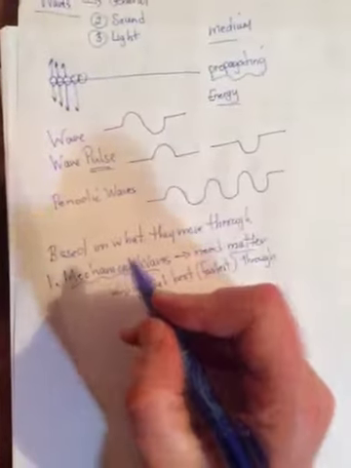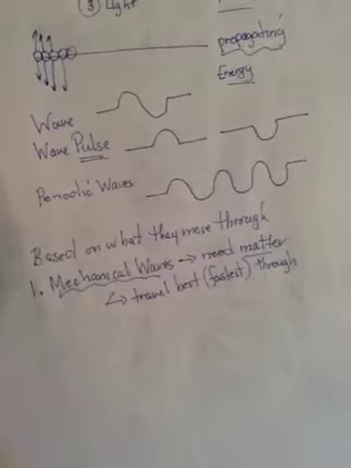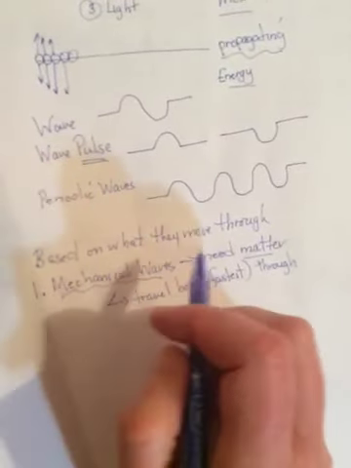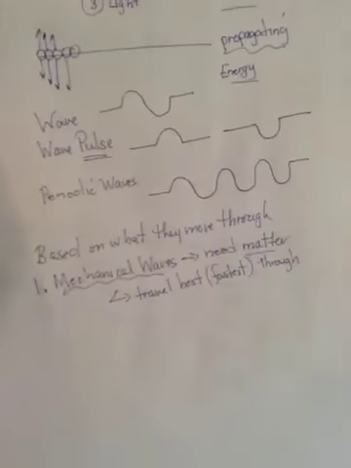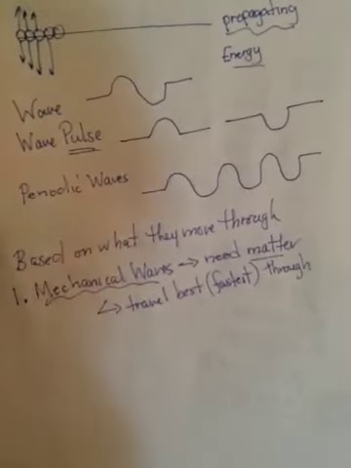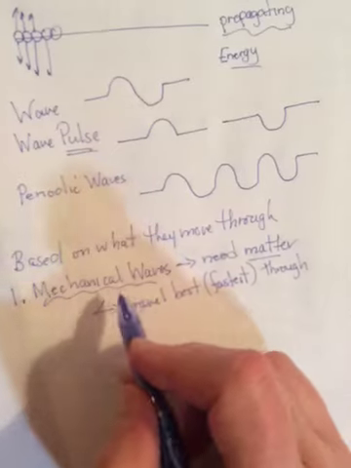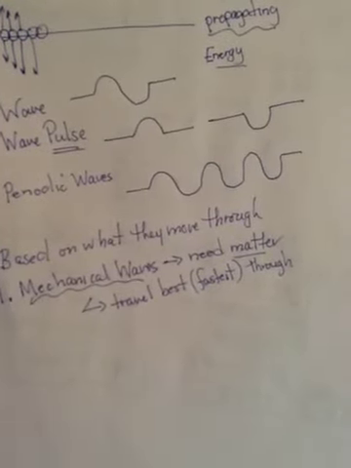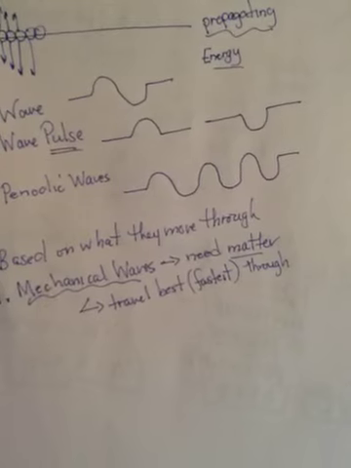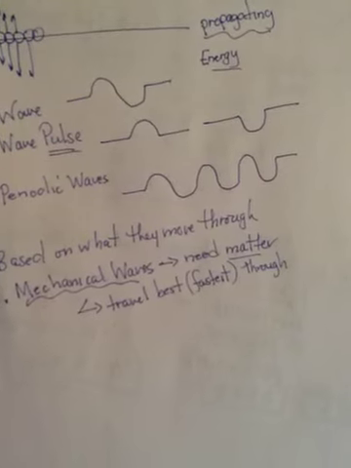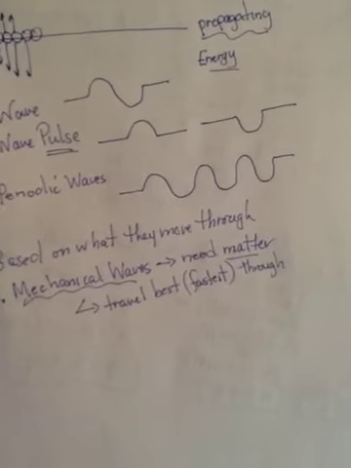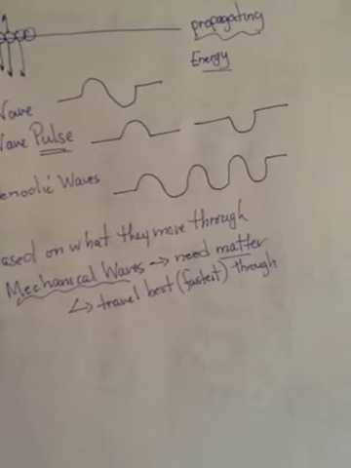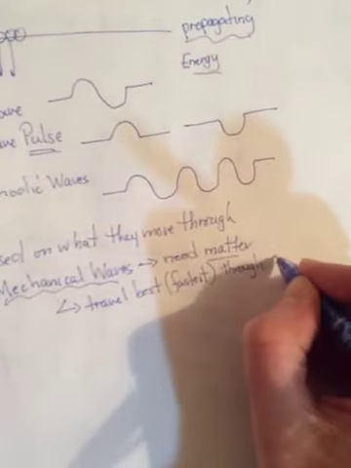Okay, so when we left, we were saying that we're going to divide all waves into two categories based on what they move through. The first category is mechanical waves. Mechanical waves are all those waves that need matter in order to travel. Okay? And sound is an example. Sound will not travel through empty space. These waves travel best, as in fastest, through solids.